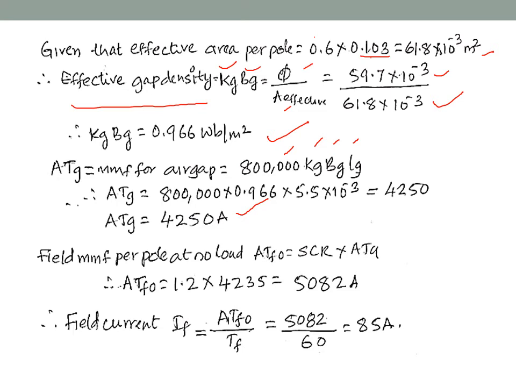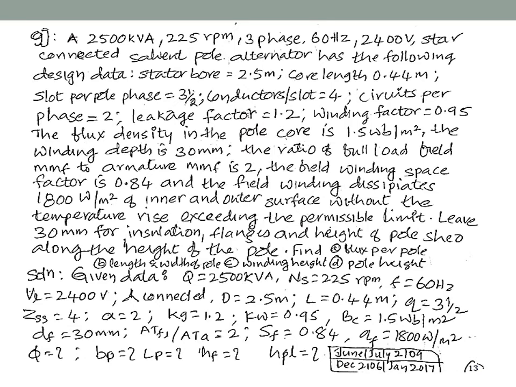MMF per pole at no load, ATF naught, is equal to SCR into ATA. So SCR is 1.2, ATA is this much. So ATF naught you got. So field current IF is equal to ATF naught by TF. So ATF naught is this. So 85 amps. This is how to find out field current IF.